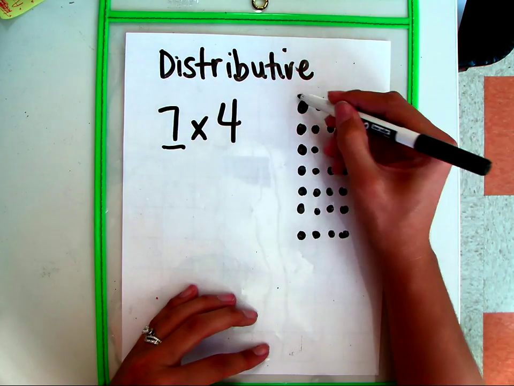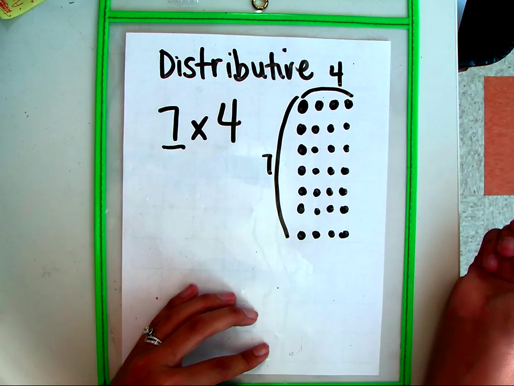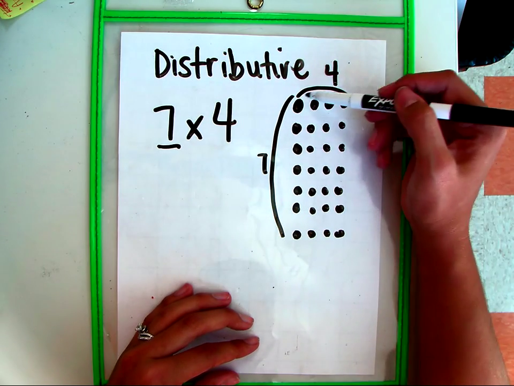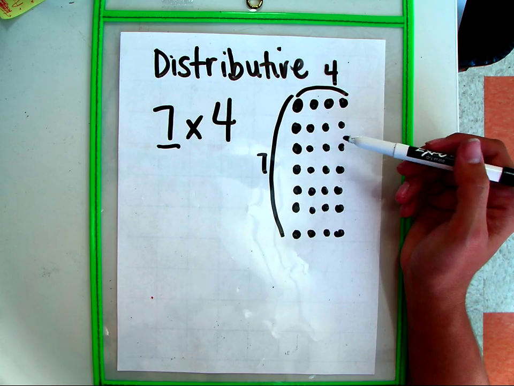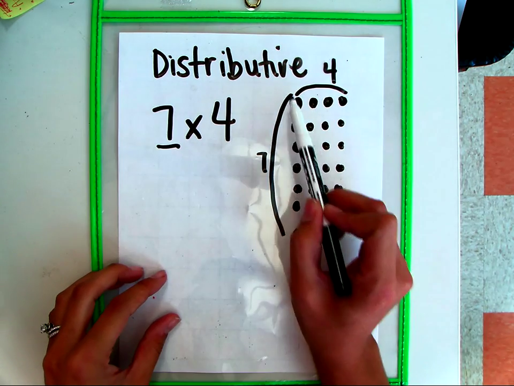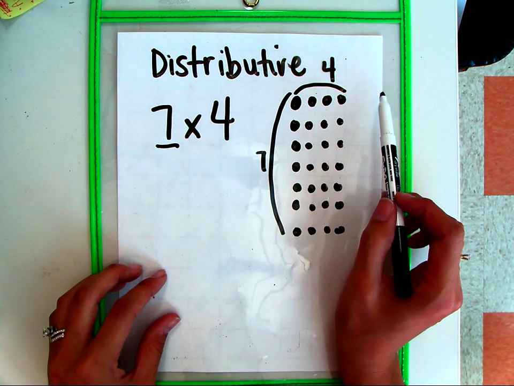So I see this 7 right here, and I see the 4 across. This also could look like 4 columns of 7. So it could be either fact, but we want students to go down first and then over. So the number of rows and then the number of columns.